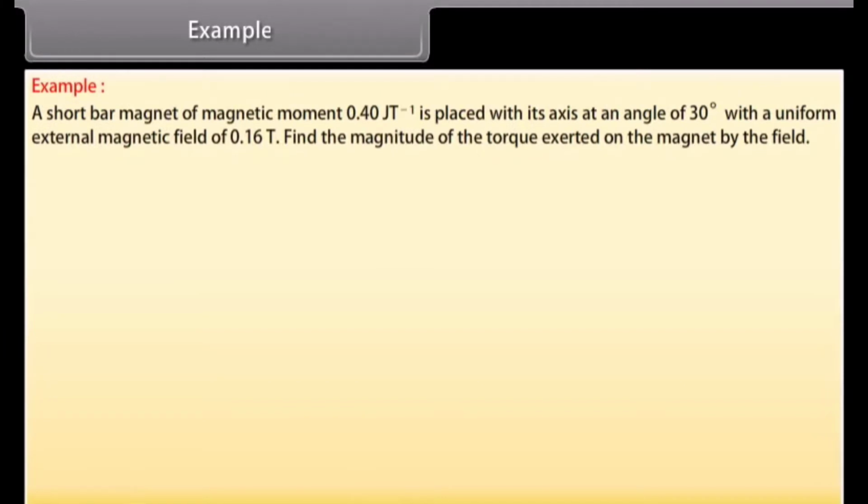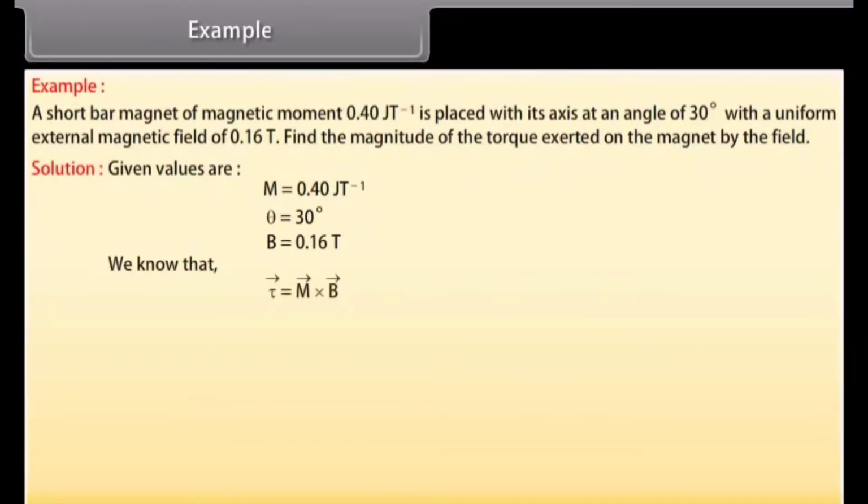Example. Let's take an example of a dipole in a uniform magnetic field. A short bar magnet of magnetic moment 0.40 joule per Tesla is placed with its axis at an angle of 30 degrees with a uniform external magnetic field of 0.16 Tesla. Find the magnitude of the torque exerted on the magnet by the field. Let's see the solution. Here given values are m equals 0.40 joule per Tesla, θ equals 30 degrees, B equals 0.16 Tesla.